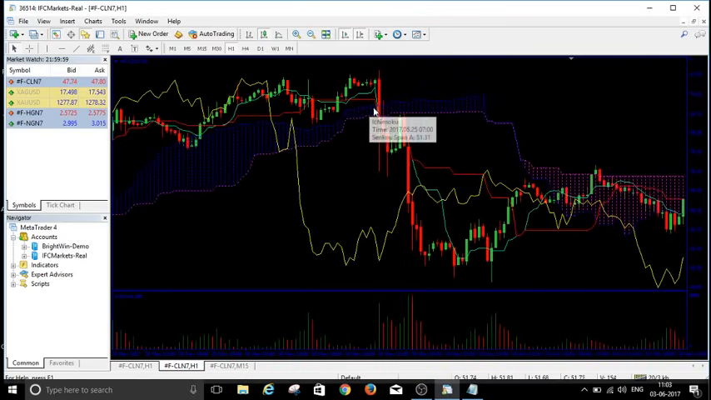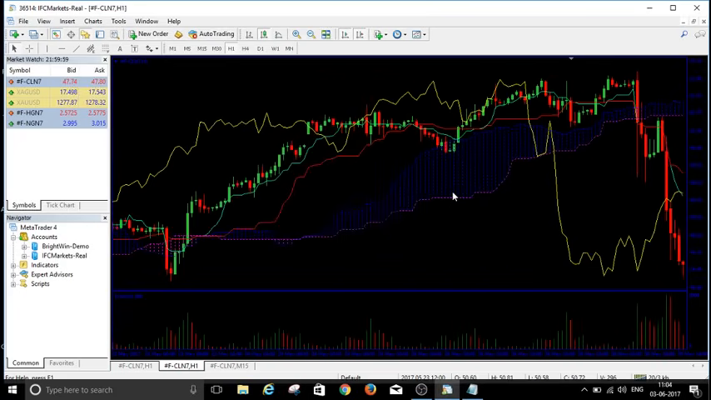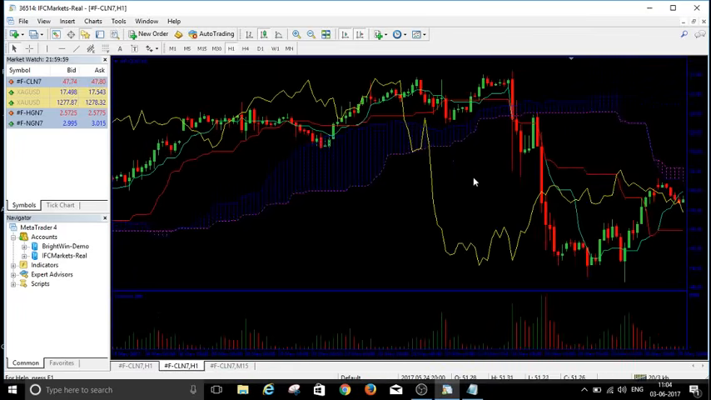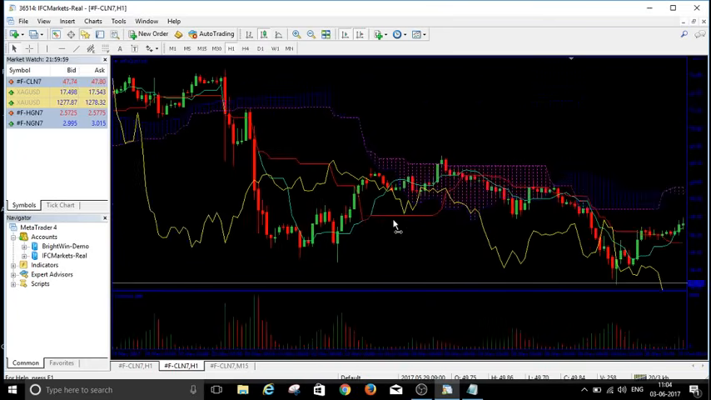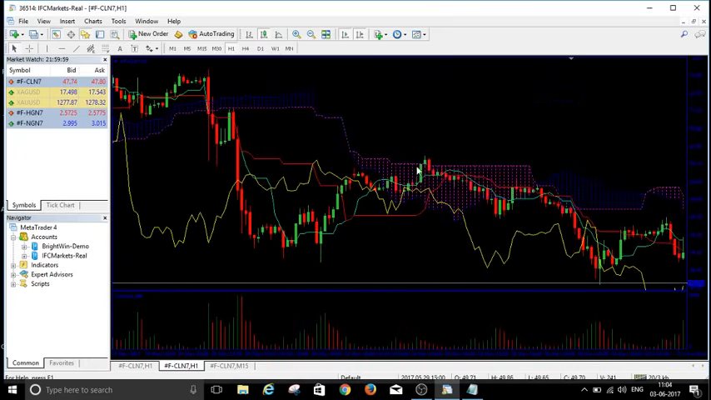See here, I think I have explained this. First, if you want to play safe, buy above the cloud when Tenkan Sen crosses over the Kijun Sen. Sell below the cloud when Kijun Sen crosses over the Tenkan Sen. Okay, and don't forget these things.